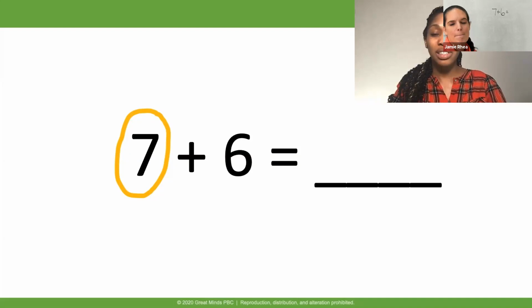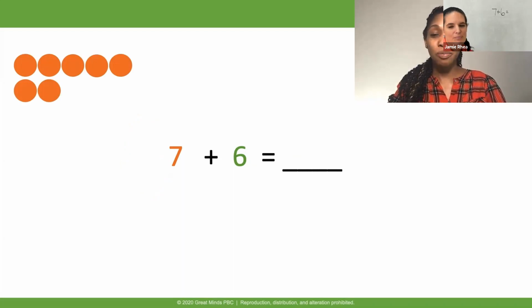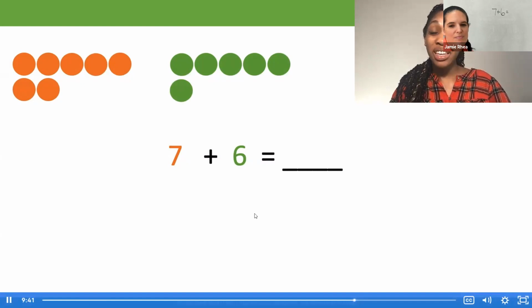So I'm going to pause. Let's start with 7. Count with me. 1, 2, 3, 4, 5, 6, 7. Let's now represent 6. Get the count. 1, 2, 3, 4, 5, 6. You told me that 7 would be simpler to make 10 with because 7 is closer to 10. You see? How many more do we need to add to 7 to get to 10?